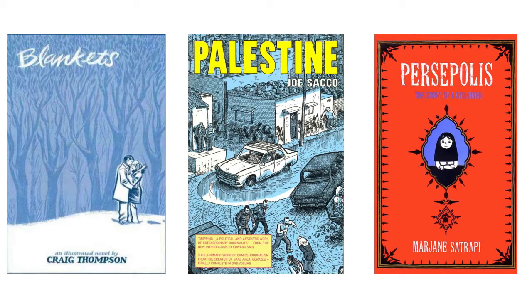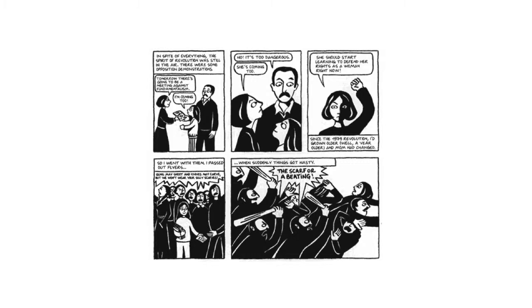So here's a few examples: Blankets, Palestine by Joe Sacco, super intense, and Persepolis, also super intense. Although you look at the artwork in Persepolis, and while it's really intense, it's also cartoony enough that you're able to kind of process this really heavy genocidal theme in a little bit more of a casual manner, if you want to call it that. Well, it sounds kind of terrible.